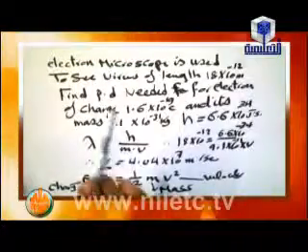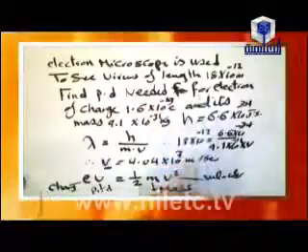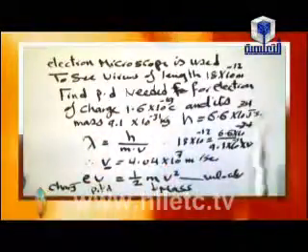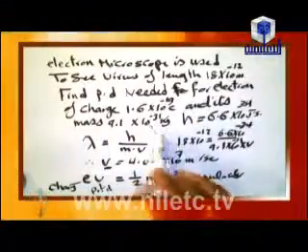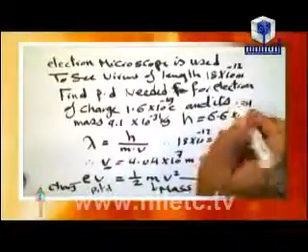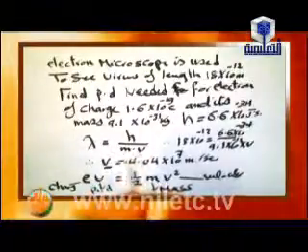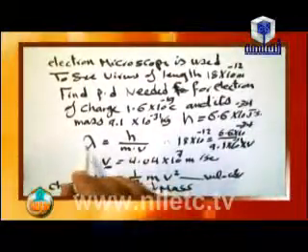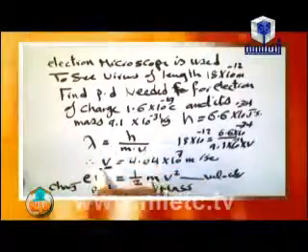Again, this problem, electron microscope is used to see virus of wavelength or of length 18 times 10 power negative 12. Find the potential difference needed for electron of a charge 1.6 times 10 power negative 19, and its mass 9.1 times 10 power negative 31 kilogram, and Planck constant 6.6 times 10 power negative 34. First, we can find the velocity of electron. We have lambda, the wavelength of electron, and Planck constant and the mass. Then we get the velocity.